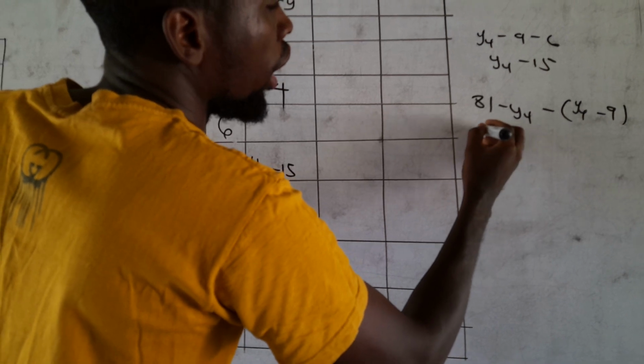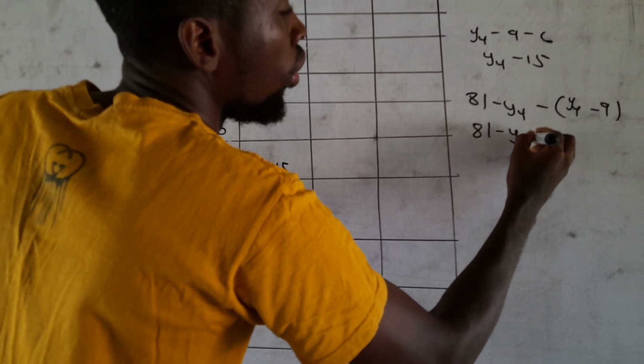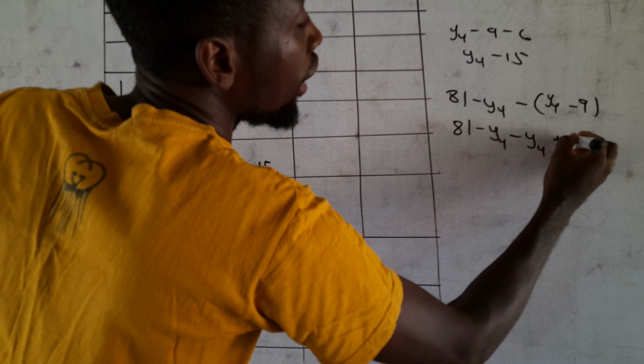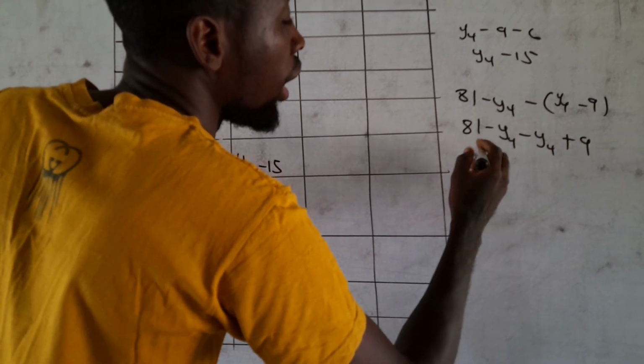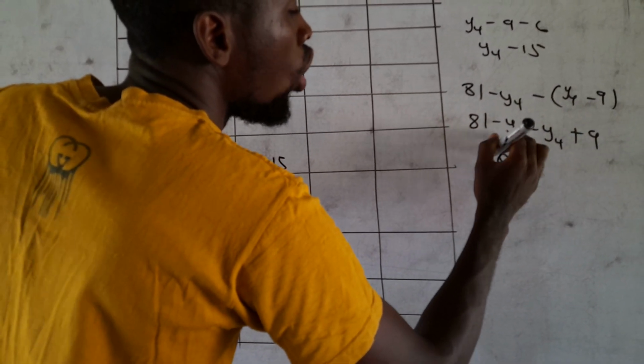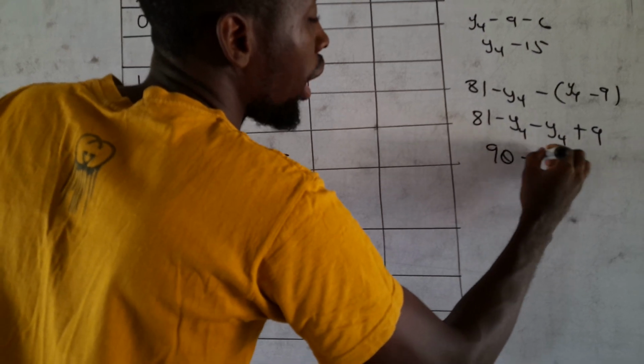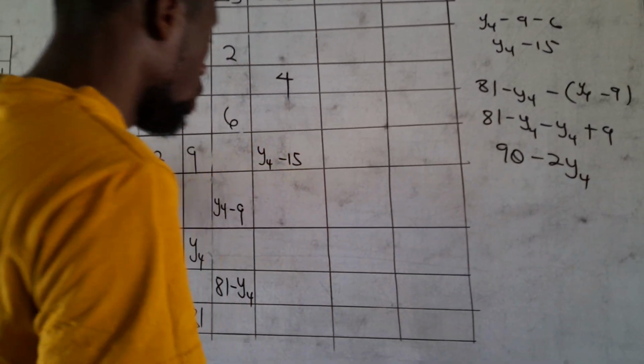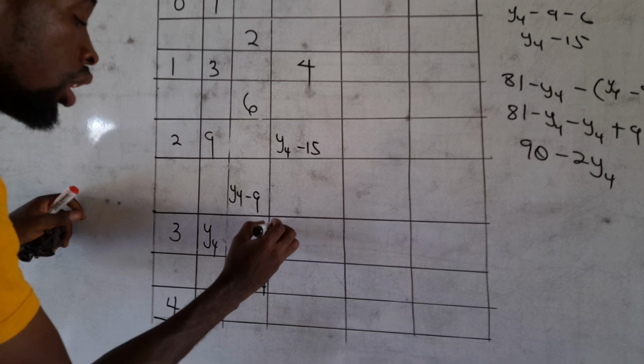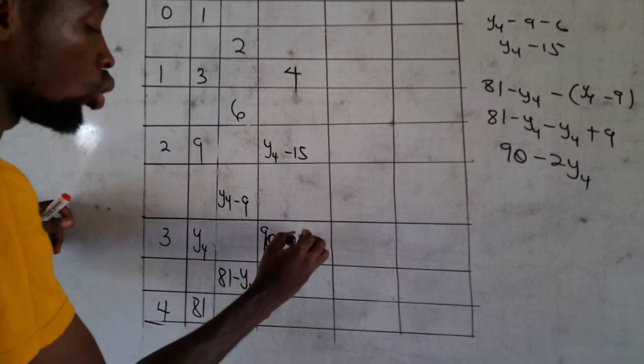So what do we get? We'll get 81 minus y4 minus y4, then plus 9. 81 plus 9, that will be 90. So we have 90 minus y4 minus y4 will be minus 2y4. So this place will be 90 minus 2y4.